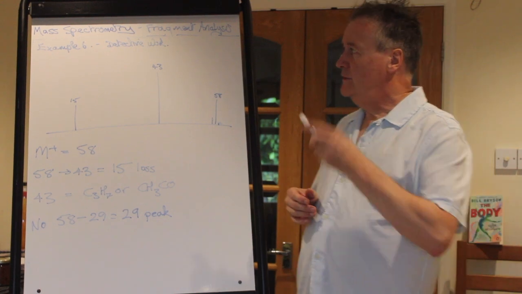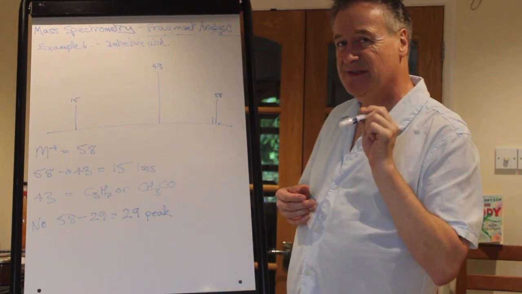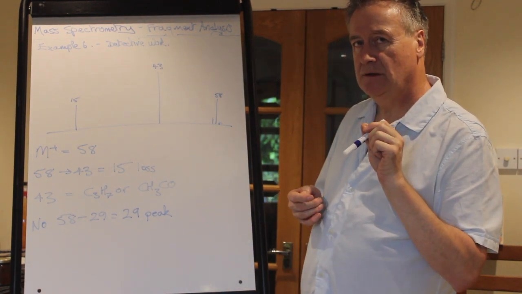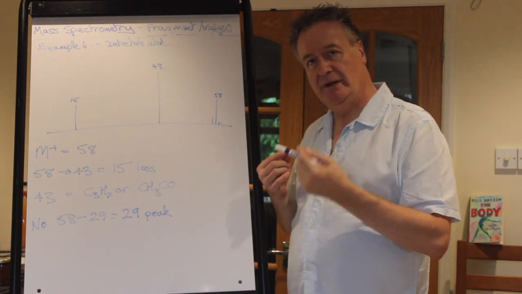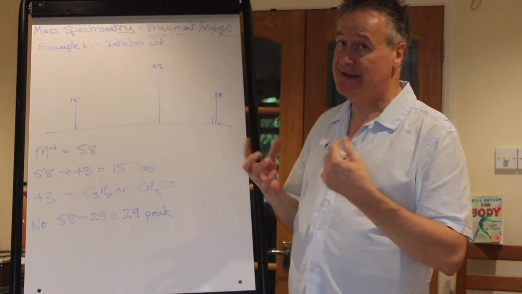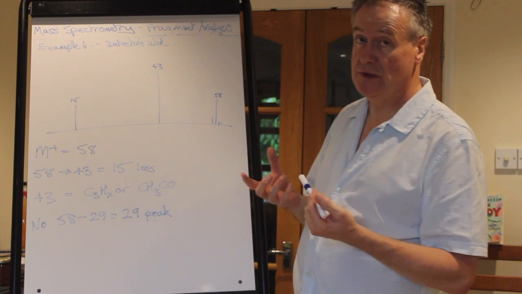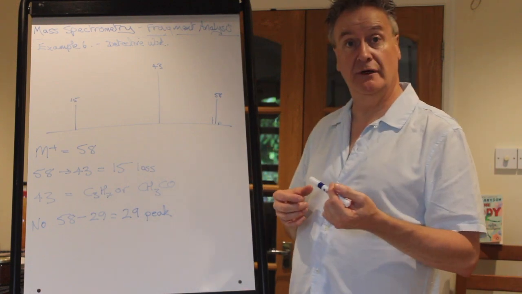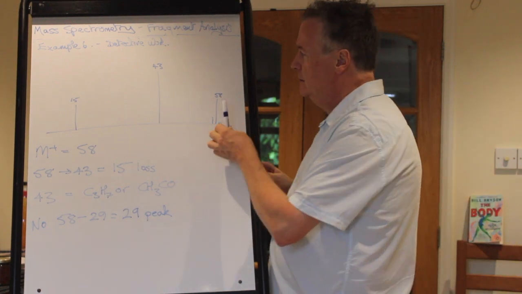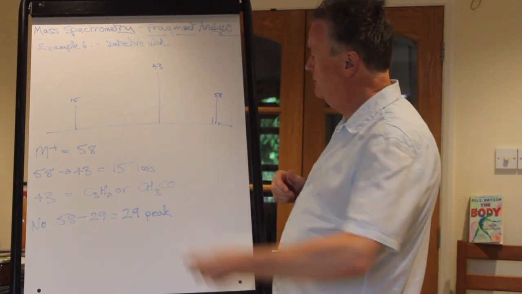So here we are with example 6. Time for some detective work. So what you're going to be doing is piecing together the evidence. That's how these questions are usually going to be. We've been joined by a fly. And it's a very simple mass spectrum.